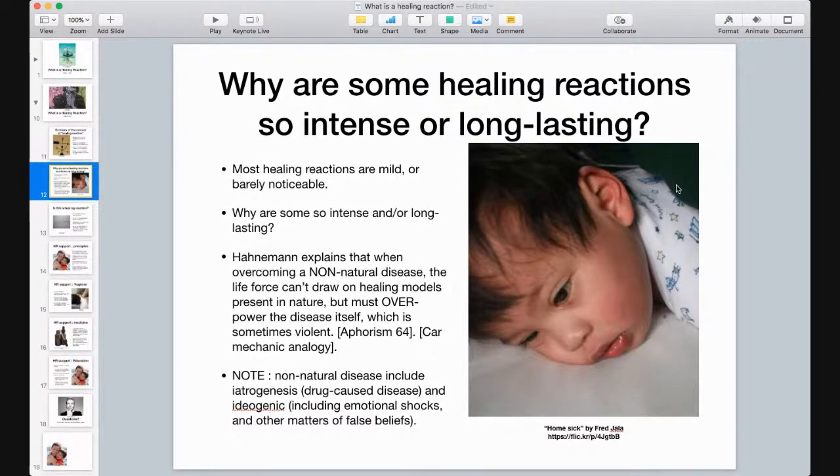And as I note here on the slide, that category generally includes what we call the iatrogenic diseases, diseases which are caused by a pharmaceutical drug that created a certain state of disease in the organism. The other example is what we call the ideogenic, which includes some of the major emotional shocks, or also false beliefs. So when we get into these non-natural diseases, that's where we really need to be more on the alert. And we're going to get into that in a minute, what we can start to do to support somebody through a healing reaction.